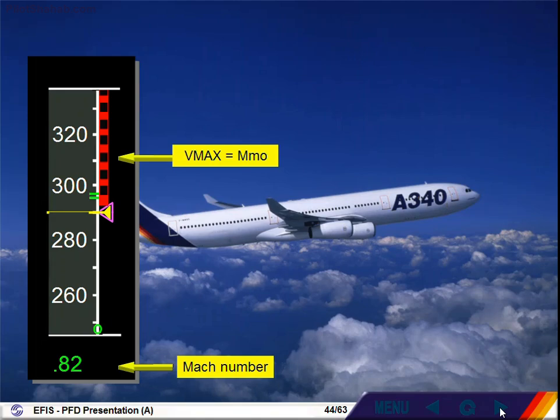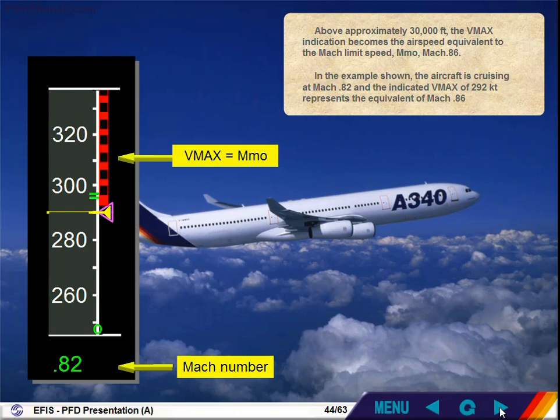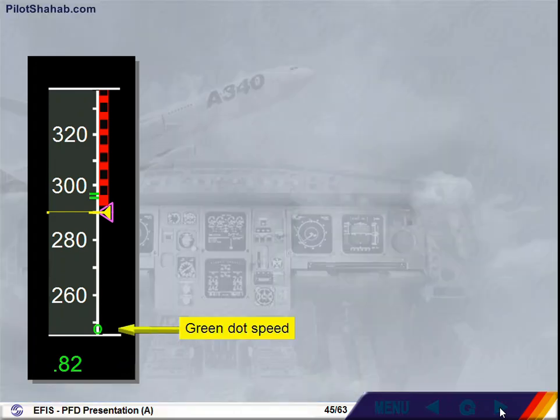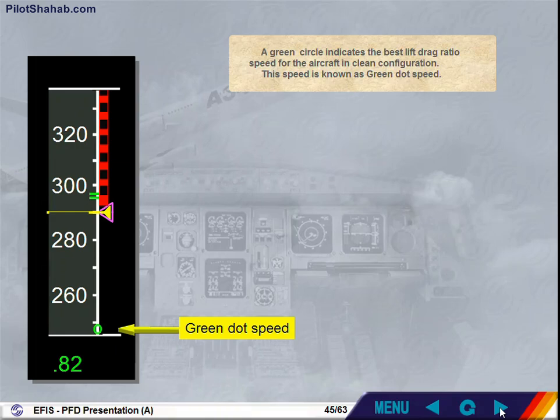In the example shown, the aircraft is cruising at Mach 0.82, and the indicated Vmax of 292 knots represents the equivalent of Mach 0.86. A green circle indicates the best lift-drag ratio speed for the aircraft in clean configuration. This speed is known as green dot speed.